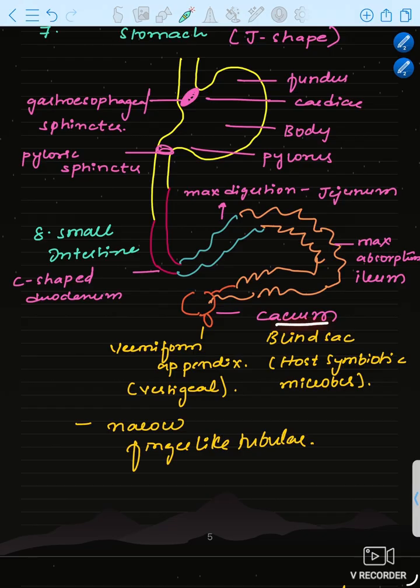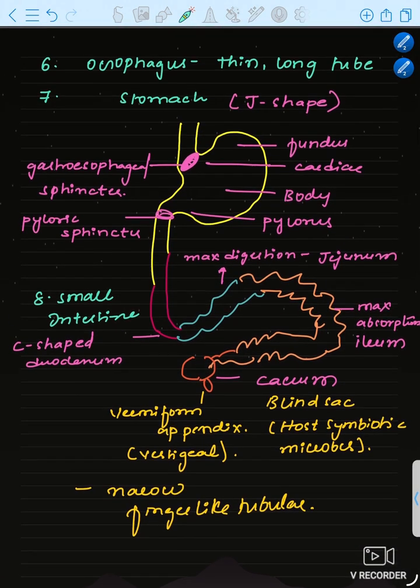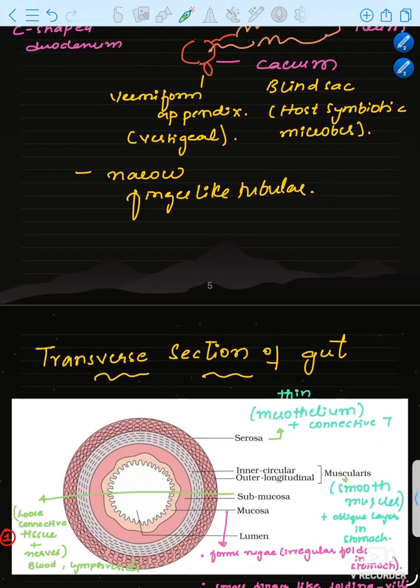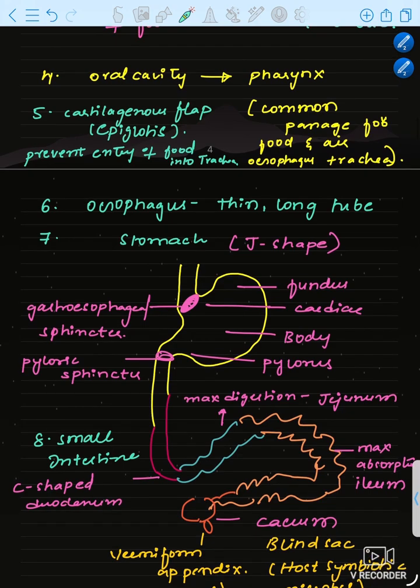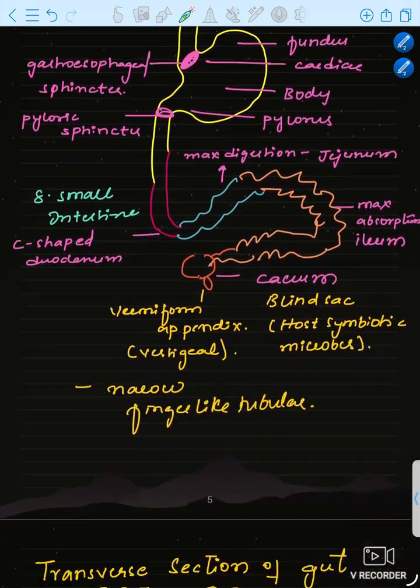And next is cecum. I already told you, it is a small blind sac. Okay, it hosts symbiotic microbes. This is vermiform appendix. This is a vestigial organ, no use, and still it will cause appendicitis. You can see it is narrow, finger-like, tubular. That is vermiform appendix. So we are done with the parts of the alimentary canal.